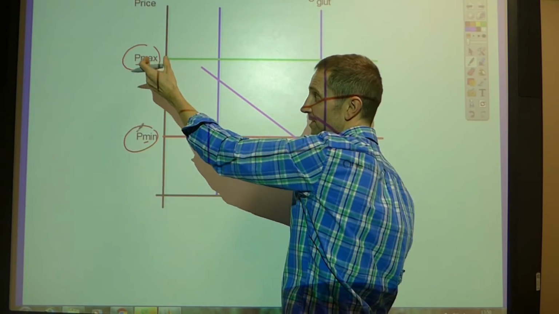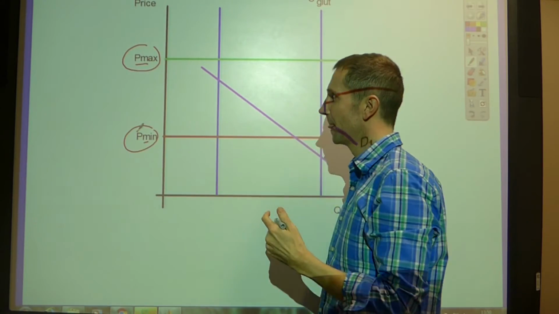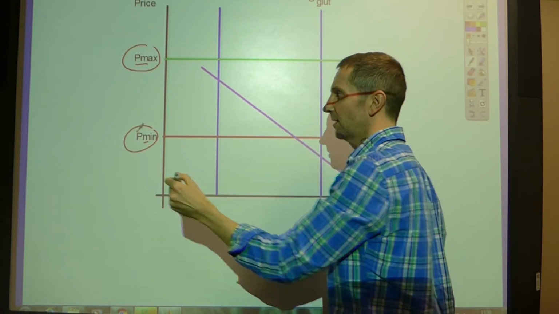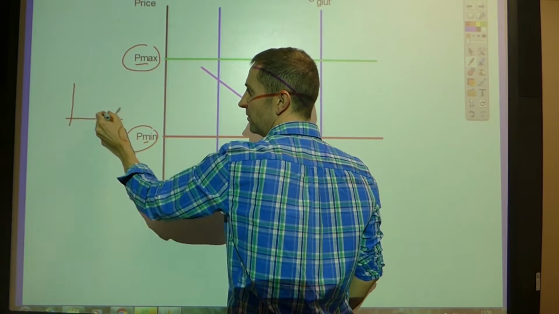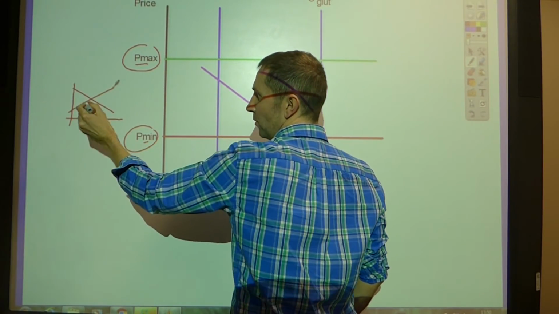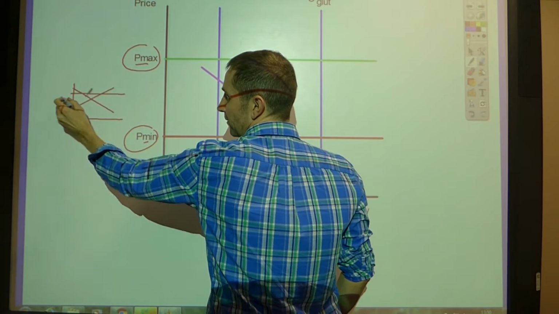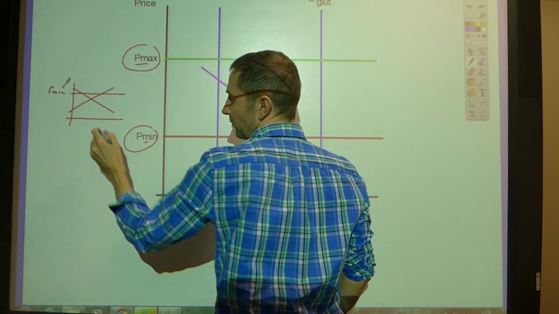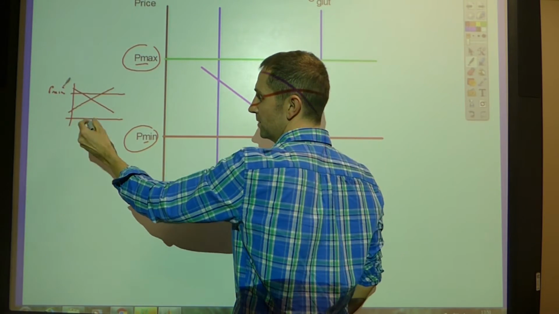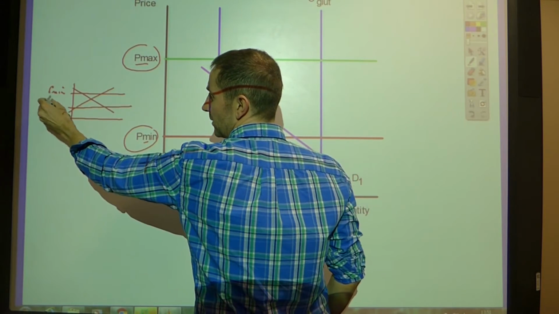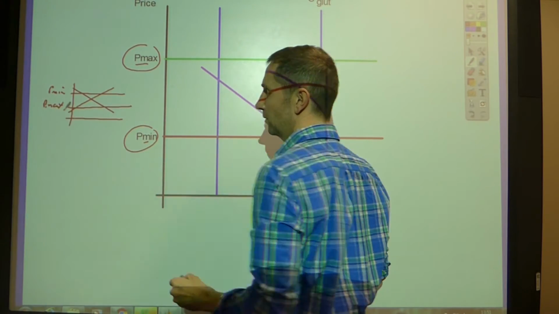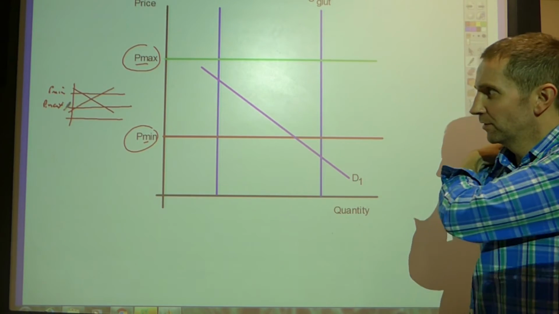Thinking really in terms of a ceiling price and a floor price. The reason I say that is slightly confusing is because you will obviously be familiar with drawing a minimum price diagram where P min lies above the equilibrium, and a maximum price diagram where the price lies below equilibrium. So don't get those two confused.